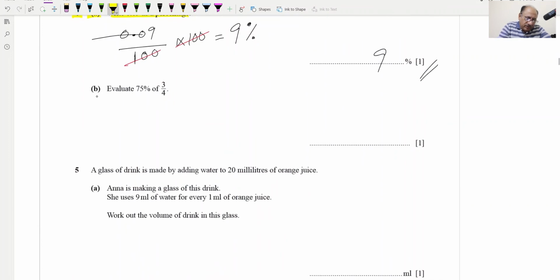Now B part: evaluate 75% of 3 by 4. We can write 75% of, meaning multiplication in math, 3 by 4. Now we can cancel: 25 3s are 75 and 25 4s are 100. Then we multiply numerator with numerator, 3 3s are 9, and denominator with denominator, 4 4s are 16. So 9 over 16 will be the answer, and this is a 1 mark part which we have done.